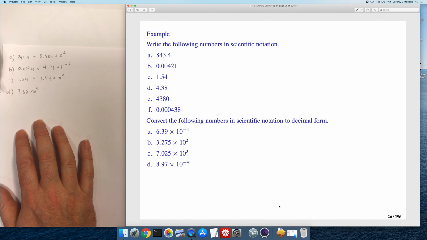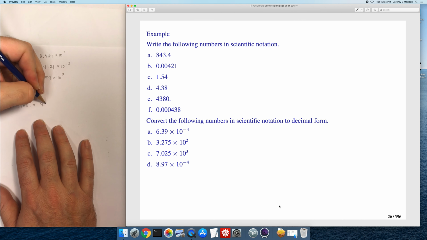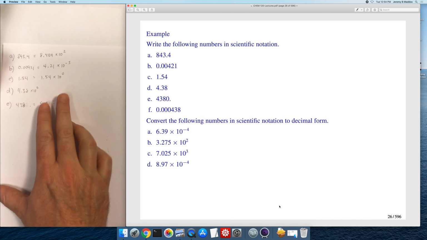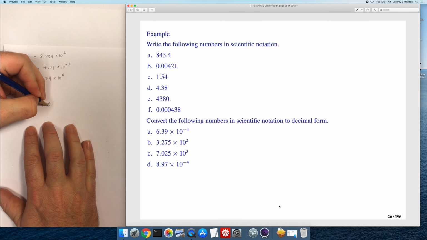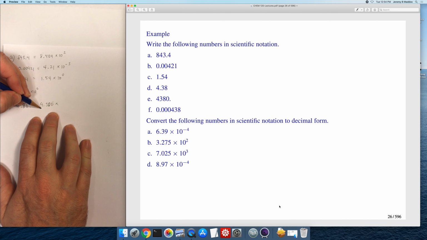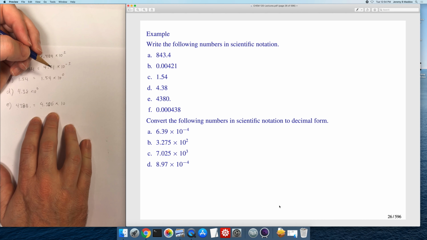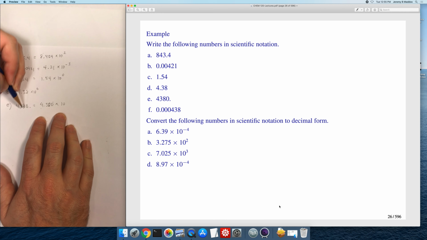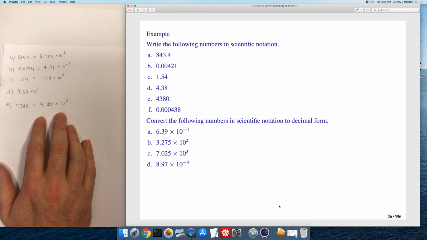For part E, we have a large number, so 4380. Let's write it in scientific notation. Got my 8 and 0 backwards. Let's write it like that. Notice that we took a large number and we wrote it as a smaller number. So we need to multiply by a power of 10 that's going to make it larger, and that power of 10 should be 3 decimal places.